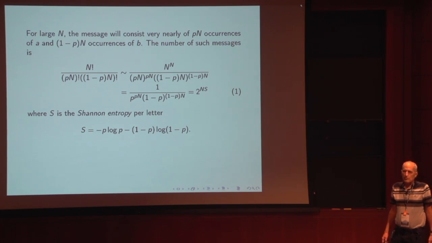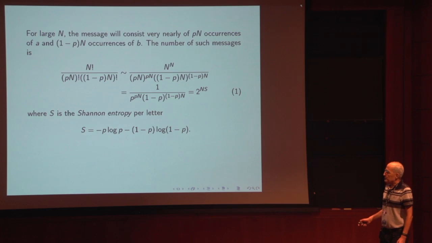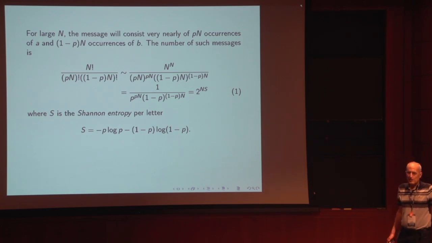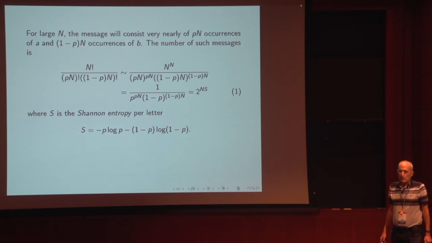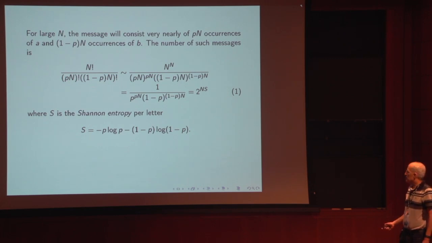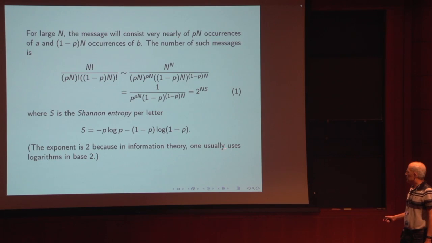So one way to look at it is if you had agreed with a friend in advance that information was going to be sent through these crazy messages of A's and B's, and if you had arranged a code book, then a friend wishing to convey s bits of information would have picked one out of the possible messages and encoded it in that way. So the exponent is 2 because in information theory, people use logarithms and exponents in base 2.